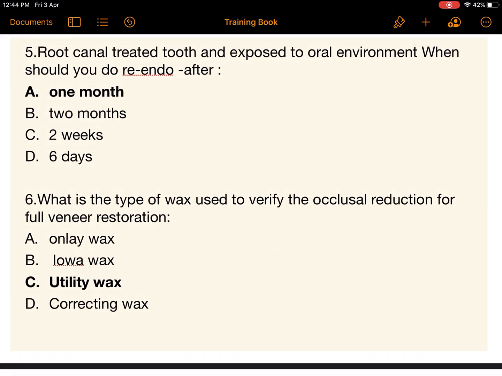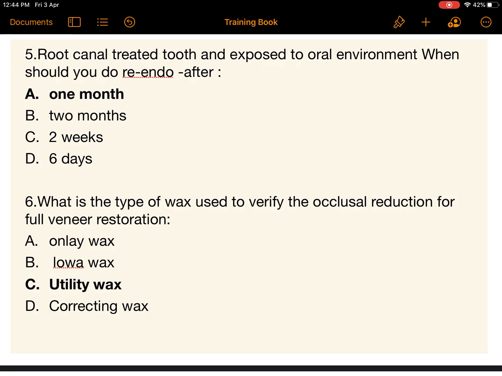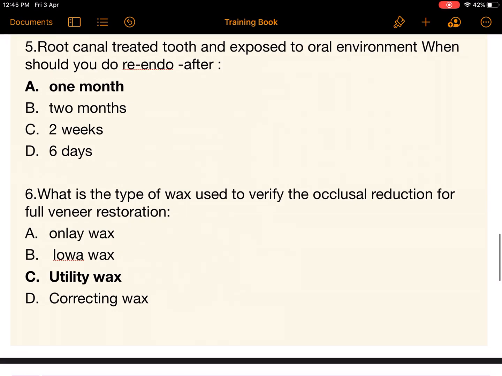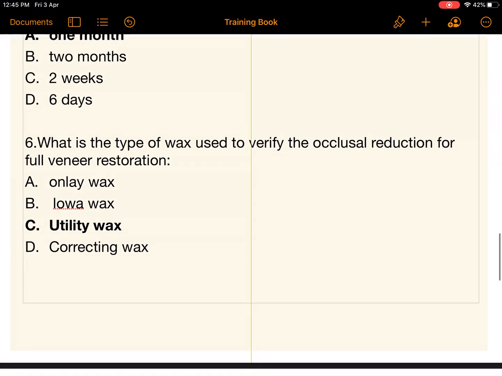The sixth one: what is the type of wax used to verify the occlusal reduction for full veneer restorations? It's the utility wax. Utility wax is the red thin paper-like wax, which is workable and adaptable at normal room temperature. So that's the type of wax used once the occlusal reduction is done, to verify it.